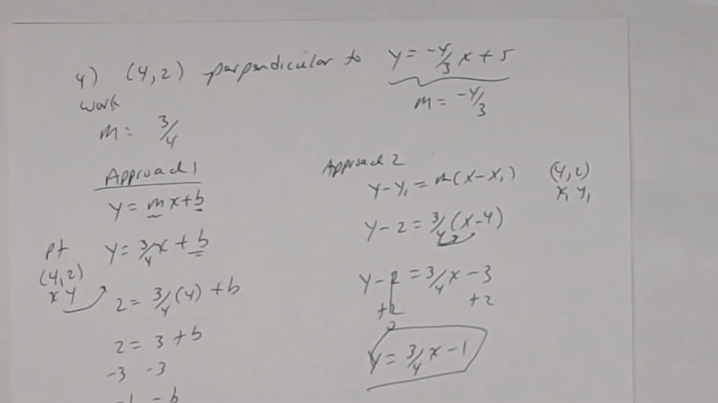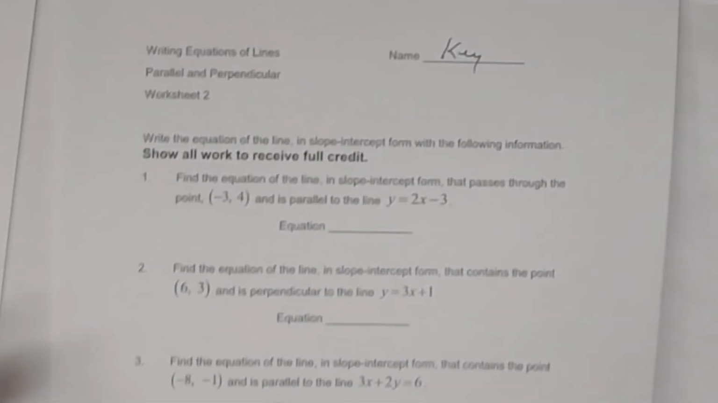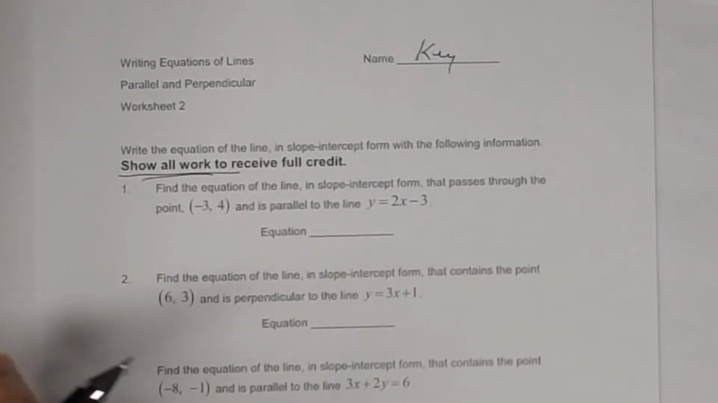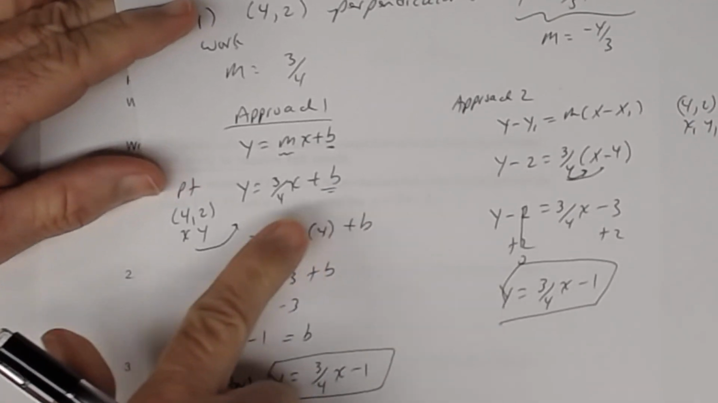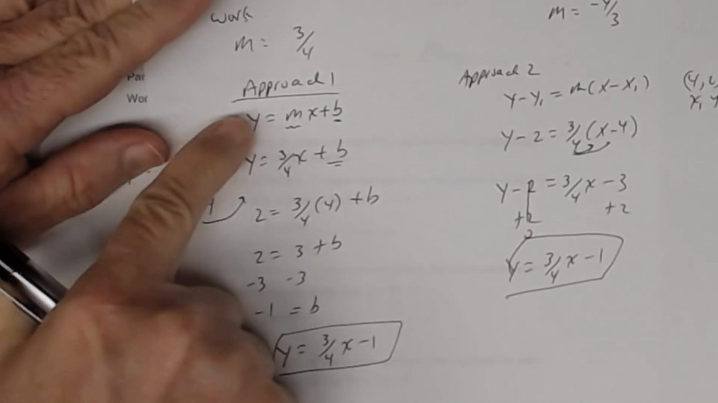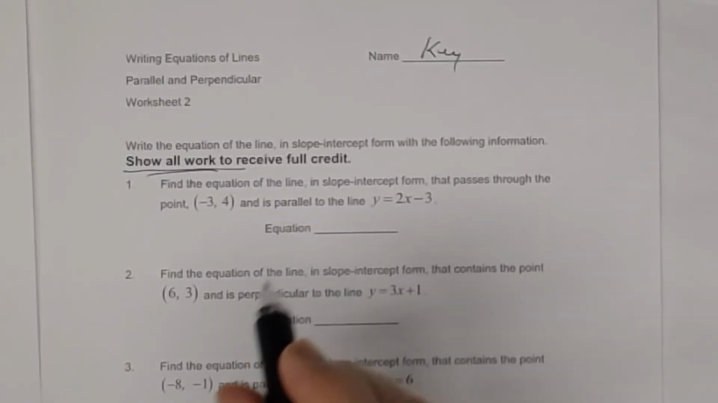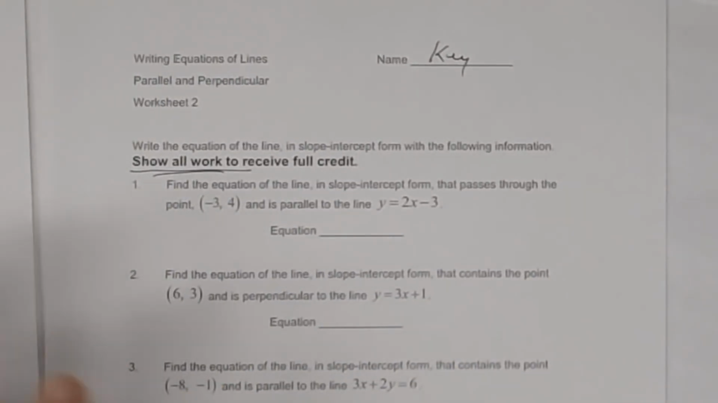Okay, so that was the key to this worksheet. Remember, though, it did say show work. You are expected, when using either this approach or this approach, to show your work. That is necessary.